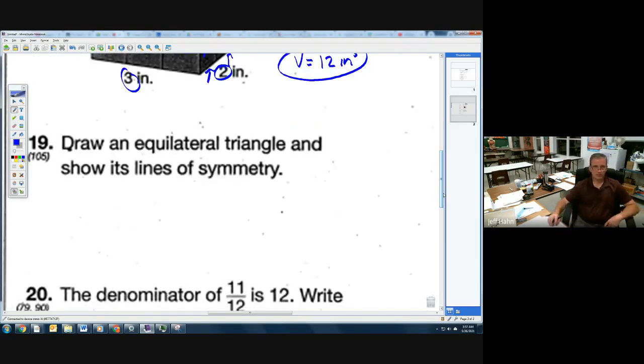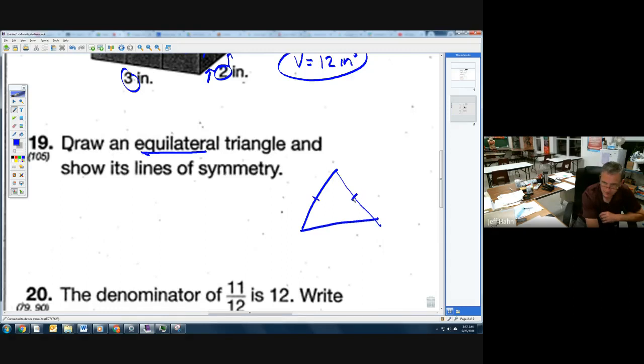Number 19, draw an equilateral triangle and show its lines of symmetry. Hopefully you studied a little bit about your triangles. Equilateral means all the sides are equal. So when you draw this, even though you may not be able to do it really nicely, put little tick marks. That tells me that you meant to draw them equal. Might be nice if you used a ruler. You could get them pretty equal or close anyways.